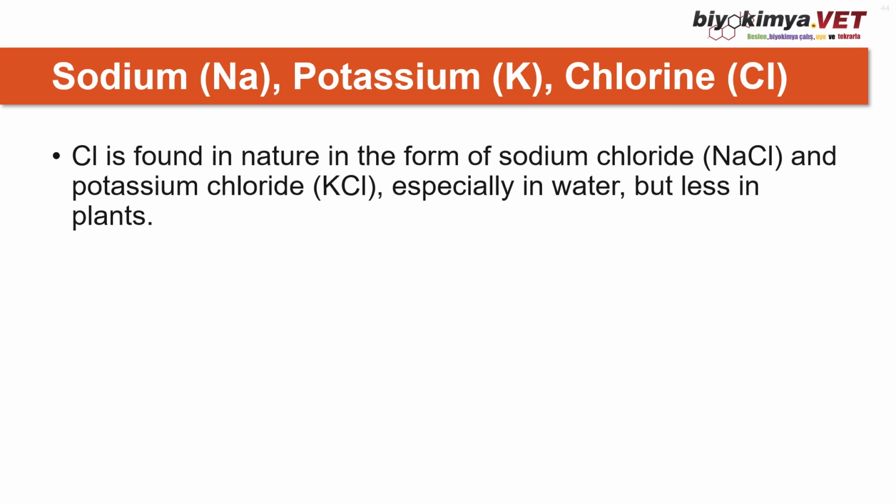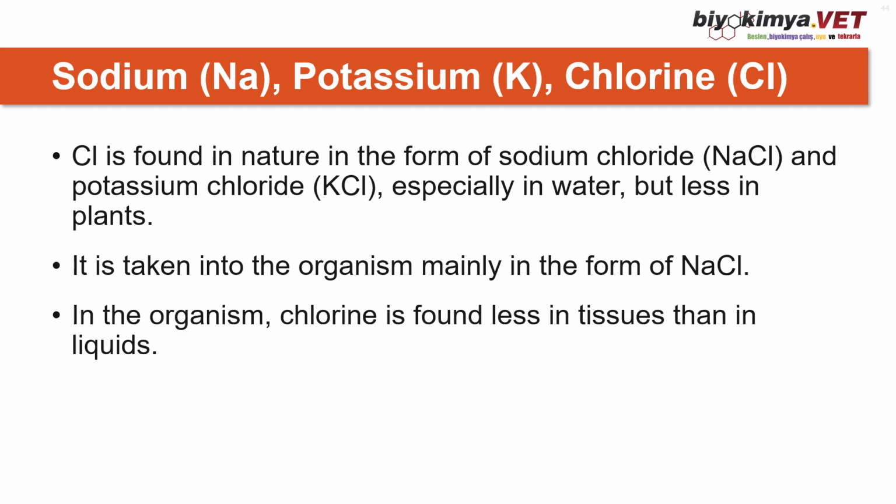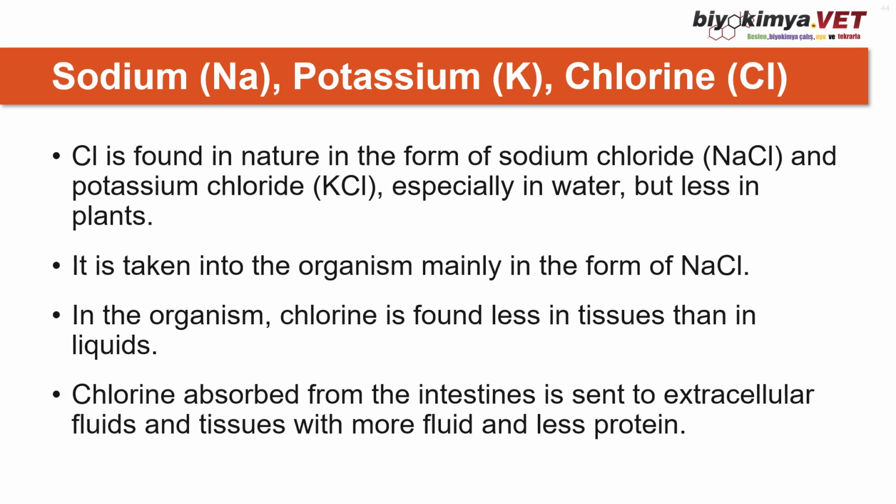Chlorine is found in nature in the form of sodium chloride and potassium chloride, especially in water, but less in plants. It is taken into the organism mainly in the form of salt, sodium salts or potassium salt, but in general sodium. In the organism, chlorine is found less in tissues than in liquids. And chlorine is a major extracellular anion. Chlorine is absorbed from the intestines and is found in extracellular fluids and tissues with more fluid and less protein.